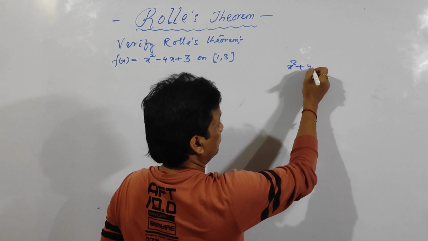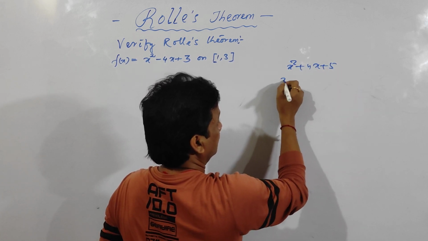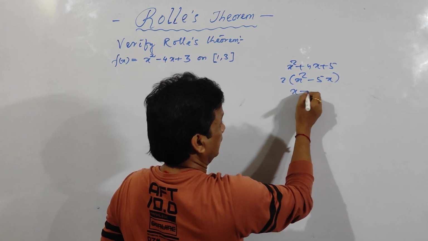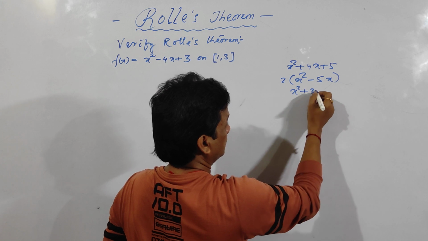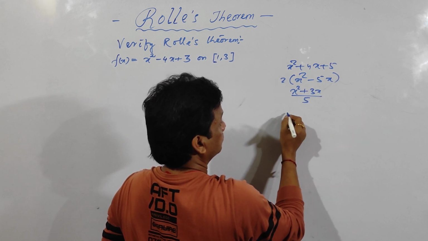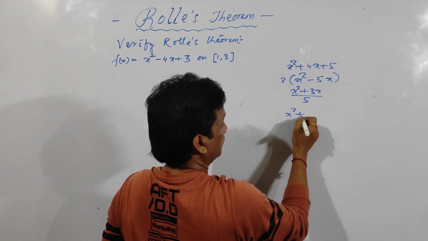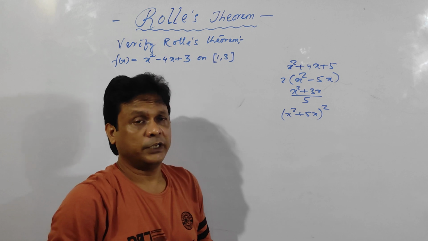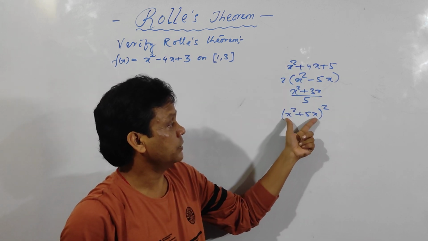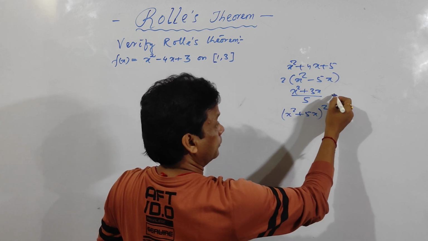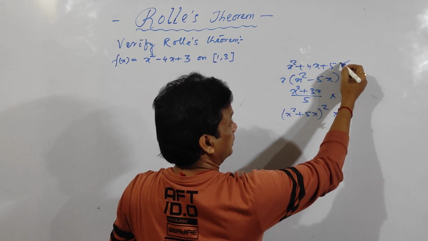x square plus 4x plus 5, and 2 into x square minus 5x, and x plus 3, x square plus 3x divided by 5, and x square plus 5x whole square. If the function is like this, then this is not a polynomial. This is not a polynomial. This is also not a polynomial. This is not a polynomial. Only this one is a polynomial.